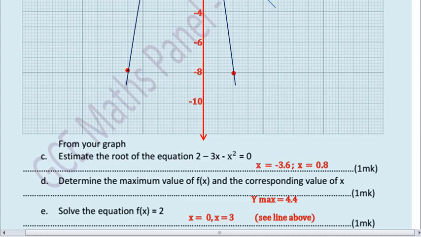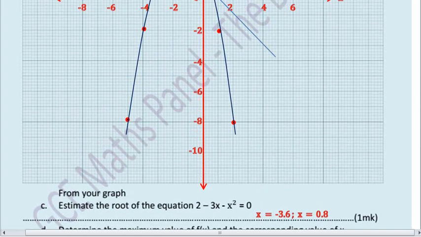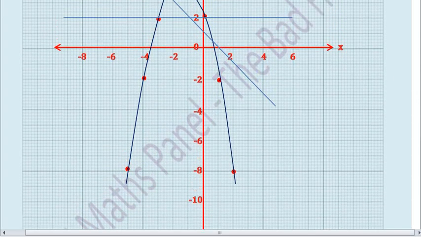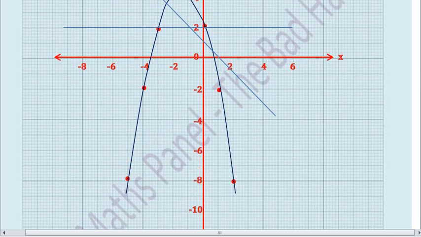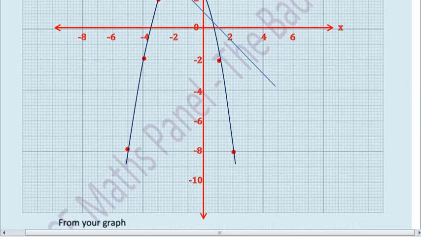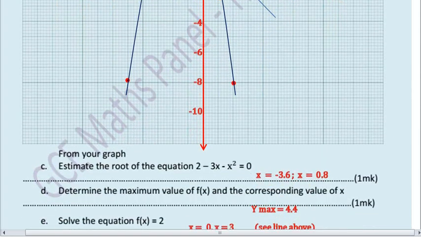And the next thing we have is D: determine the maximum value of f of x. Actually this curve is a mountain or a hill, as you can see, and the maximum value just means the highest value of y, and that occurs at y approximately 4.4. You can have 4.6 or 4.2 depending on how you sketch the curve. But since those intervals are 0.2, 0.4, 0.6, 0.8, it will be difficult to give something like 0.5 or 0.7 and so on. So we have the value to be approximately 4.4.